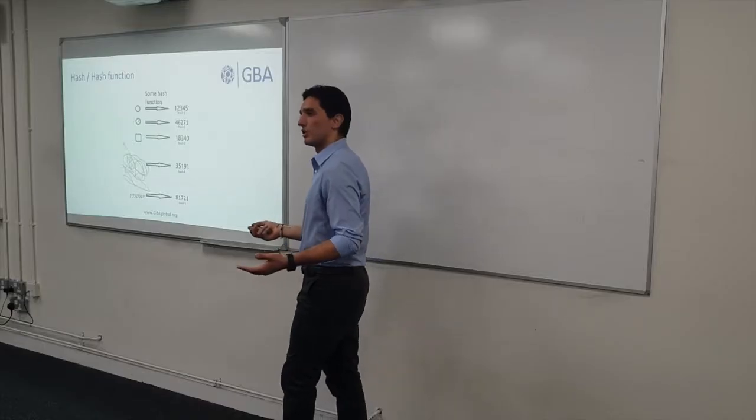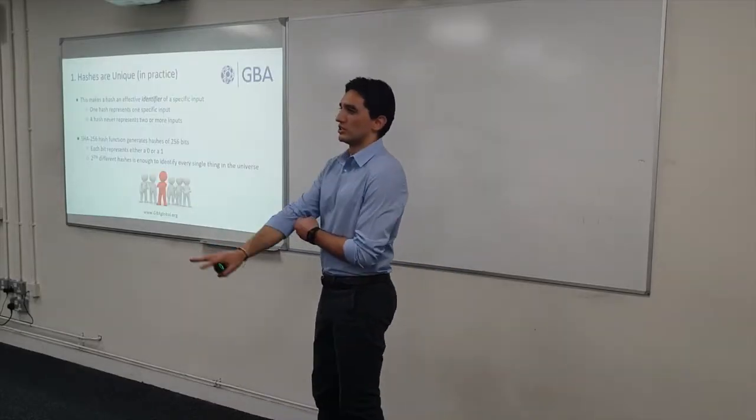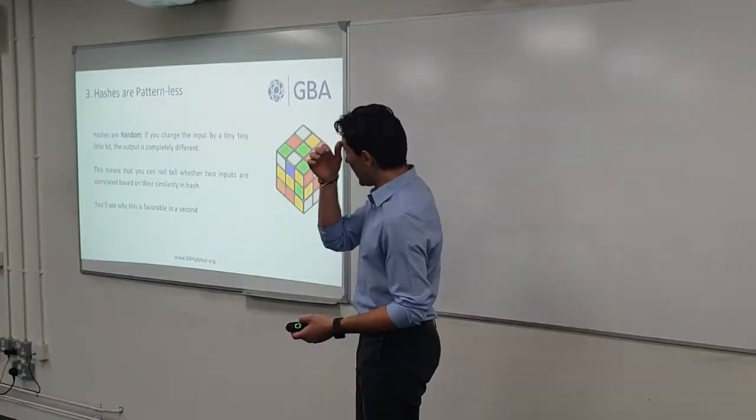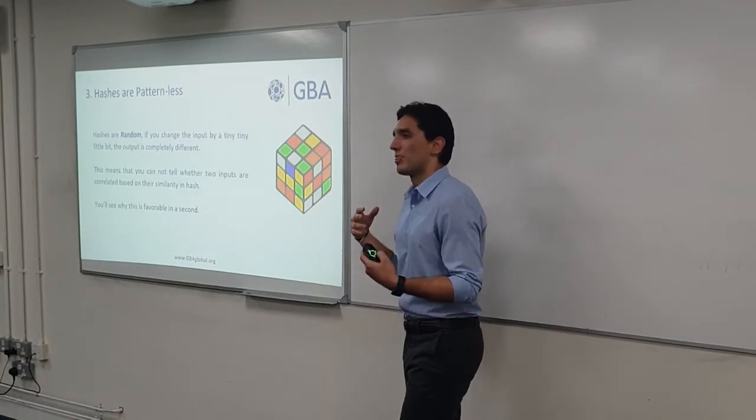What kind of data can we hash? Anything. There's three characteristics of hashes. The first one is that they are unique. The second characteristic is that they are asymmetrical. And the other thing is that hashes are patternless.